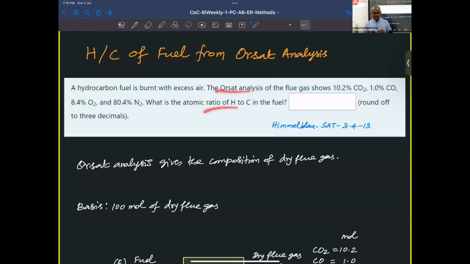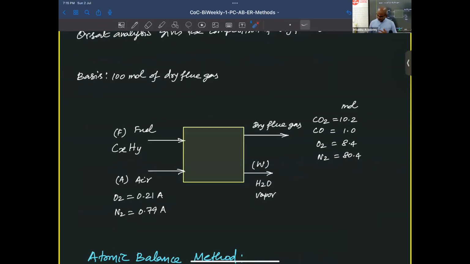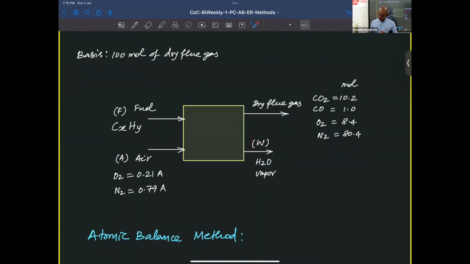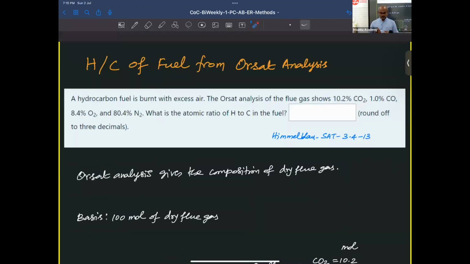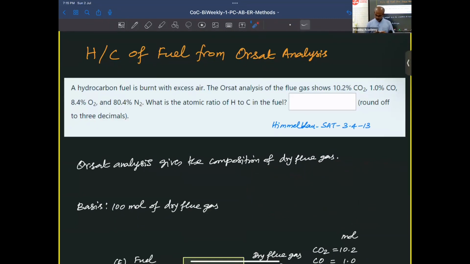This Orsat analysis will give you the dry gas analysis, so water vapor is also getting produced. The water vapor content is not available, but it is also produced. So you can try this yourself. The solution will be posted by tomorrow.